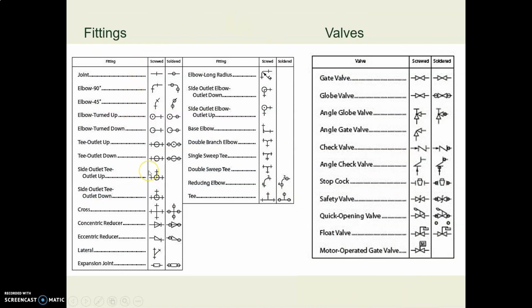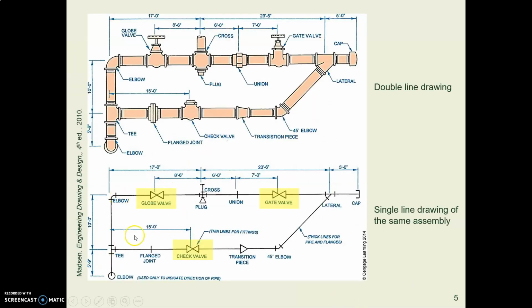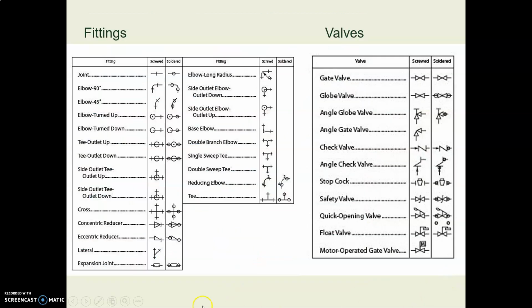Let me back up to that slide. So this is a single line schematic drawing, and here are the symbols for pipe fittings in this single line drawing. So now in this slide, here under fittings are the symbols we use in single line drawings to represent various kinds of fittings, should you have to do that someday.